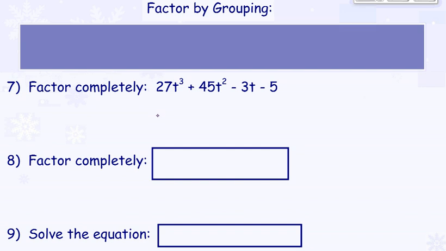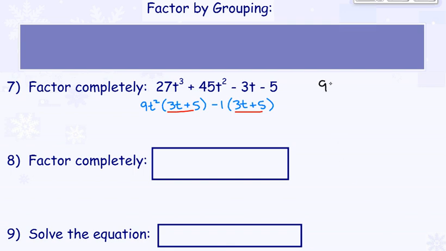So let's see. We could factor 9t squared out of both of those, leaving us with 3t plus 5. And you can factor something out of the last two terms. So looking at the last two terms, we could factor -1 out of those, leaving us with 3t plus 5. And you'll notice that we got 3t plus 5 in both places. So this is similar to if you had something like this.